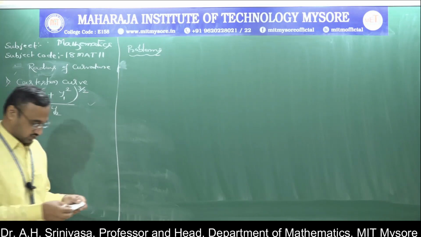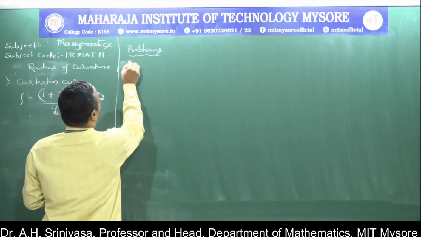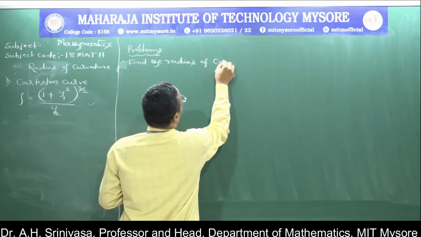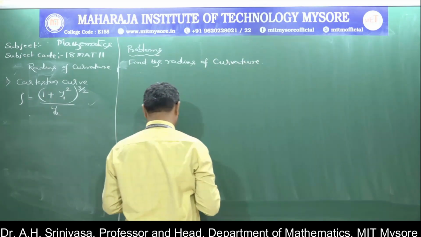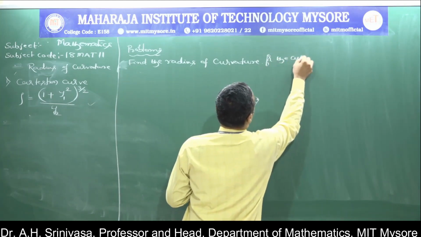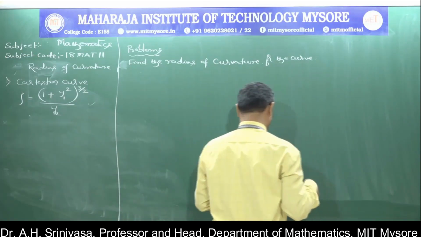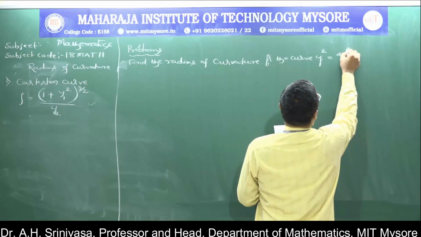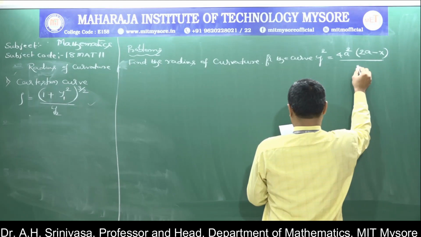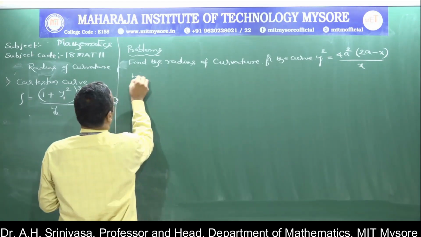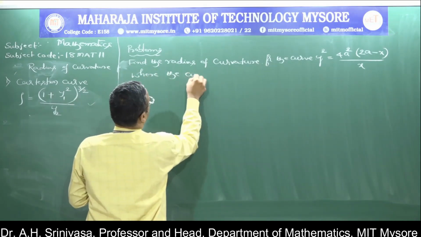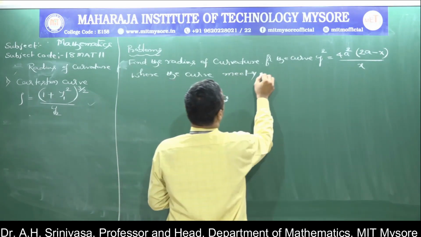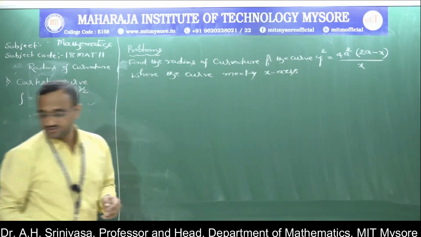Now I am going to solve some problems. Find the radius of curvature for the curve y square equal to 4a square (2a minus x), then whole divided by x, where the curve meets with the x-axis. This is the problem they given.